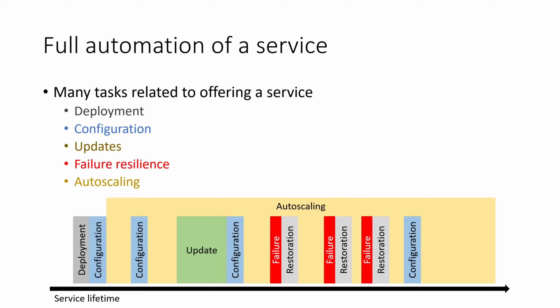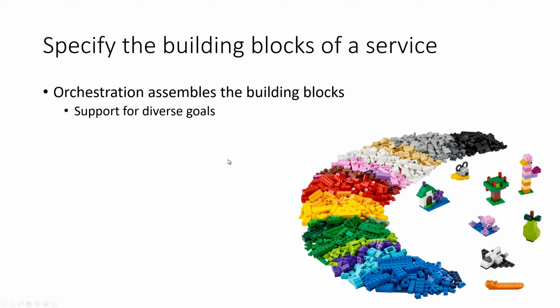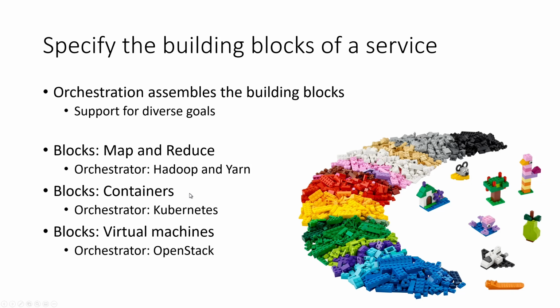We are going to talk more about each of these aspects of orchestration in later videos, but one key idea that's used in all of them is that we should specify the building blocks of a service. So we partition a service into small little blocks, and then the orchestration solution assembles these building blocks to achieve our goals. As examples, we can think of map and reduce as building blocks. And then Hadoop and Yarn are the orchestrators. So Hadoop and Yarn will take care of taking in our map and reduce specifications and running them on the cluster. If there's a failure, they're going to restart the map or the reduce instance that was impacted.